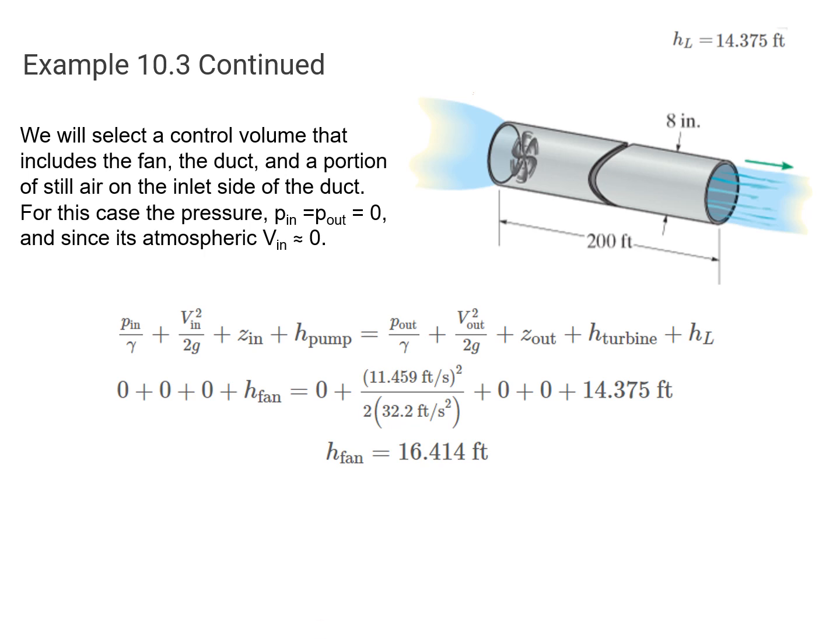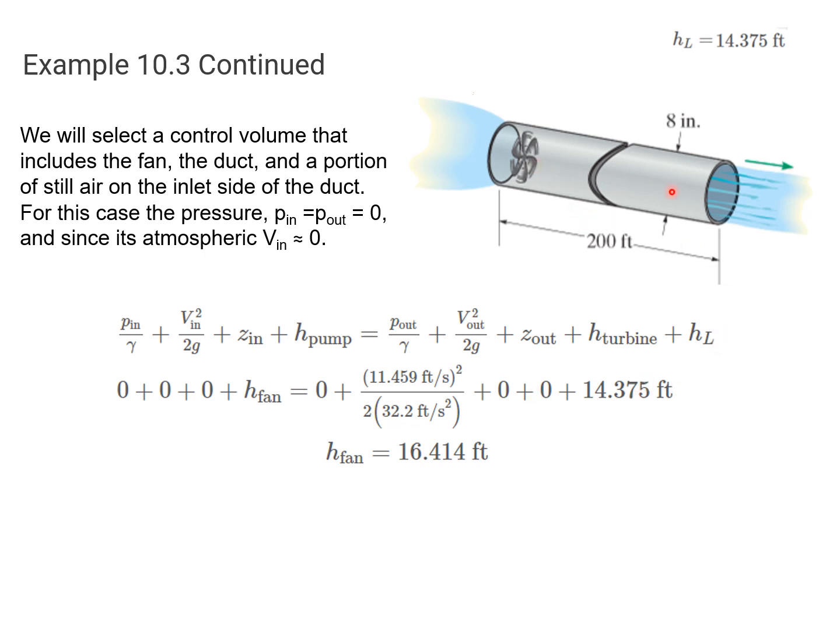So finally, to calculate the head loss of the fan, we're going to select a control volume that includes the fan, the duct, and a portion of the still air on the inlet side. For this case, the pressure in and the pressure out are both going to be 0. And since it's atmospheric, V in is approximately 0. So using the Bernoulli equation on the input and output, this term is 0, this term is 0. Since it's along the center line, Z in is 0 and Z out is 0. There's no turbine, so that term is 0.